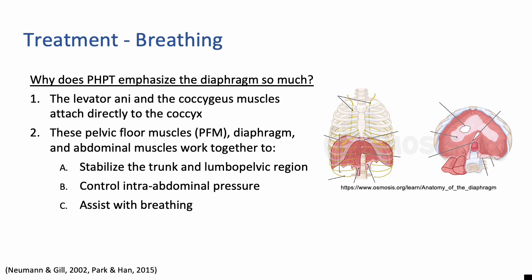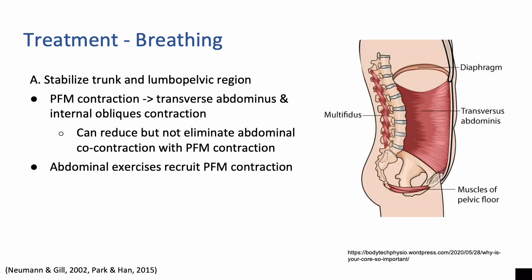These pelvic floor muscles, the diaphragm and the abdominal muscles, work together to stabilize the trunk and the lumbopelvic region, control intra-abdominal pressure, and assist with breathing. So I'm going to go over each one of those individually. So in terms of stabilizing the trunk and the lumbopelvic region, the pelvic floor muscle, when it contracts, the transverse abdominis and internal obliques contract as well. We can try to reduce abdominal co-contraction with pelvic floor muscle contraction, but we cannot eliminate it.